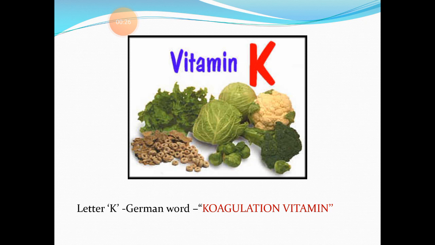You know what is coagulation? The blood is getting coagulated in order to prevent the bleeding. If there is an injury or a wound, there will be bleeding from the capillaries, and the blood will be oozing out. So in order to prevent that, the blood along with the coagulation factors gets coagulated and the bleeding is stopped. So this is the vitamin which helps in blood coagulation.